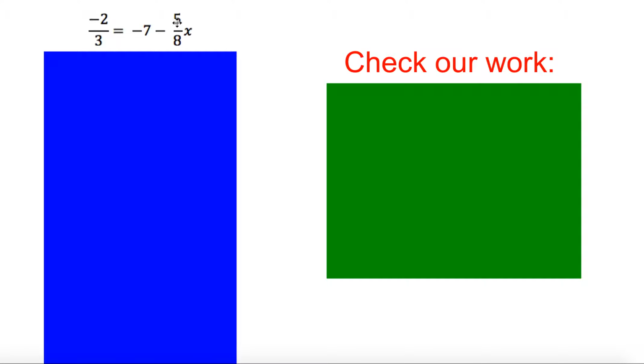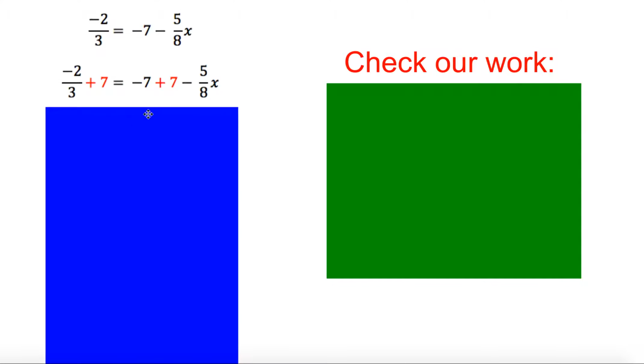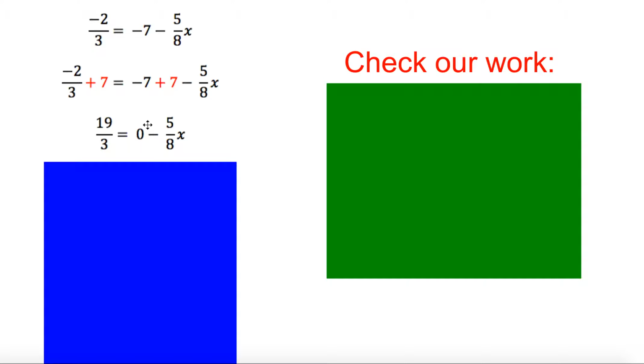So we know here we're trying to get this x term by itself, so we need to start with this negative 7. So for negative 7, we know we want to create a 0 pair, so we're going to add 7, so that we're adding our opposite here. We know whatever we do to one side, we also have to do to the other side for our property of equality. And so once we do that, we know negative 7 plus 7 makes a 0 pair. And so we also know negative 2/3 plus 7 is 19/3.